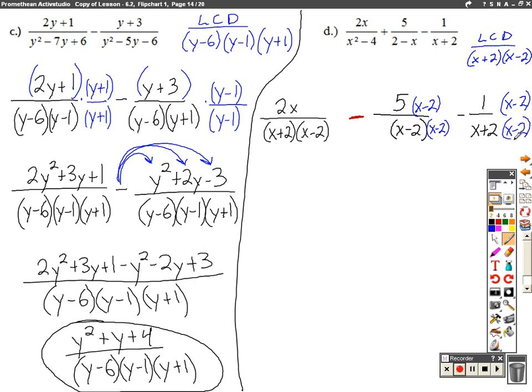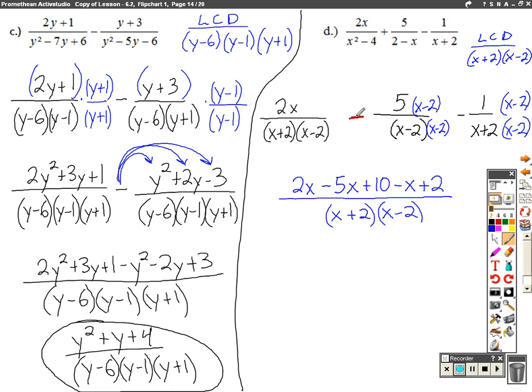So I'm actually going to expand my numerators and write it as a single rational expression at the same time, combining two steps into one. Okay, so just make sure you're careful with that. Notice what I did was I distributed the negative along with the 5 to get a negative 5x plus 10, and I also distribute this negative along with the 1 to get a negative x plus 2.